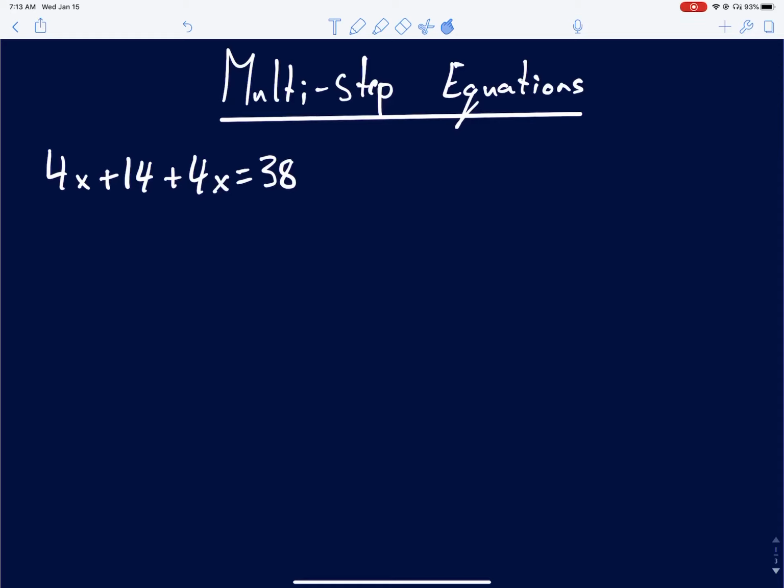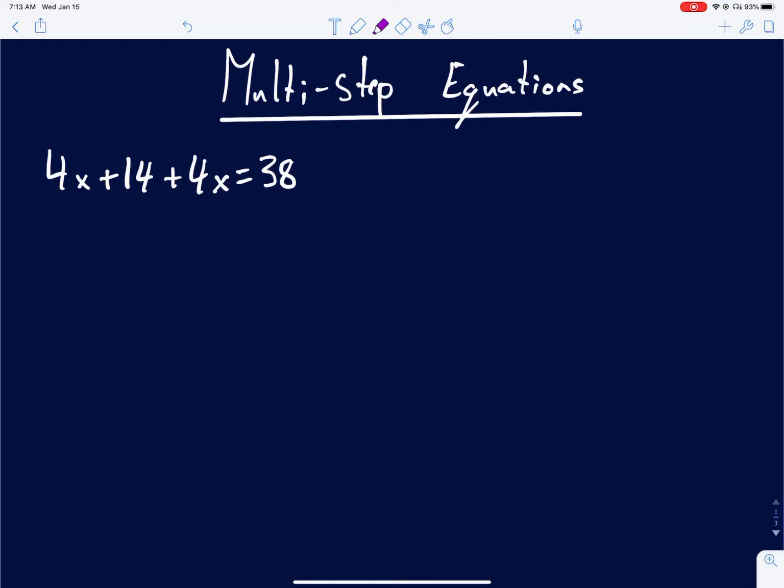Today we're going to be talking about solving multi-step equations. Now, multi-step equations are not too difficult because generally they're going to end up leaving us with a two-step equation after we combine like terms in order to simplify it. So let's just jump right into it.